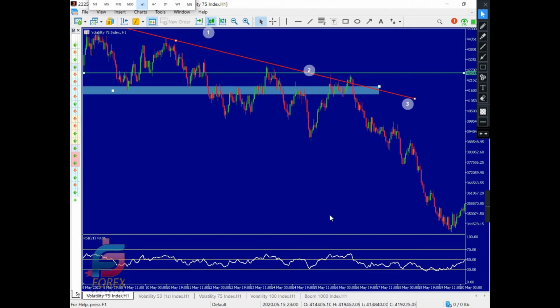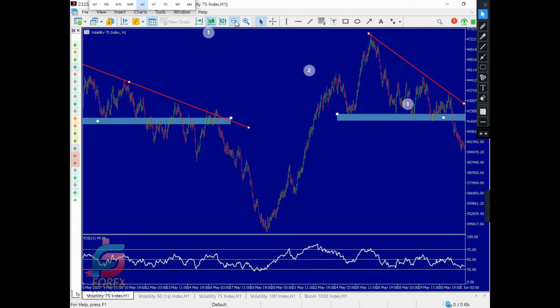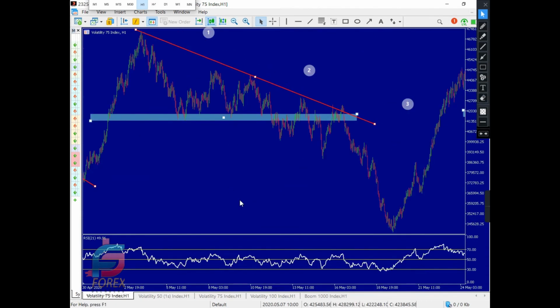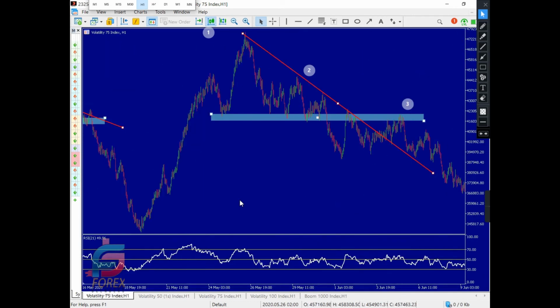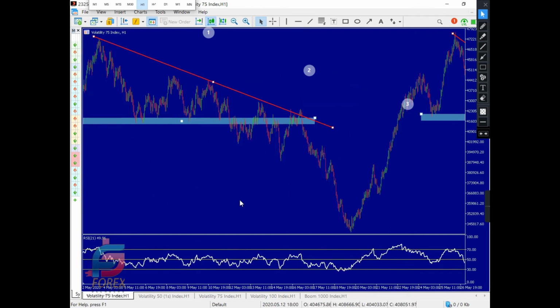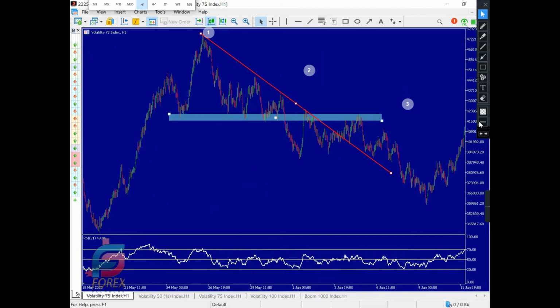So this is very nice. Two confirmations: it tested the trend line, and also retested this broken support. Very nice. So let's check another one very quickly. I've just discussed this one, so we're going to discuss this one now.